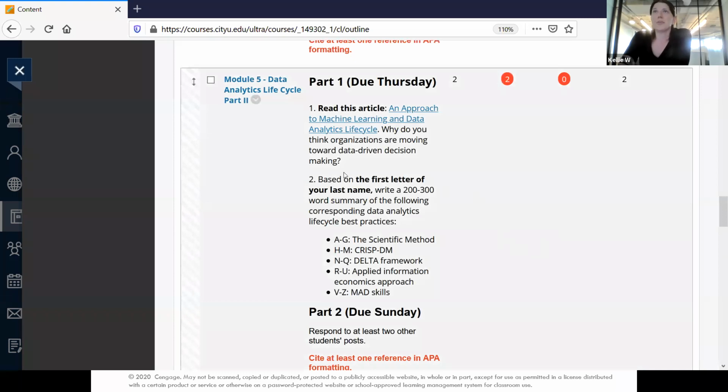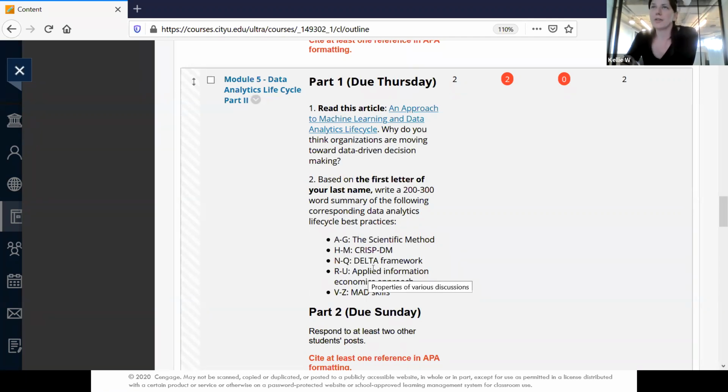You can use real life examples if you'd like. You can use your own research. It's really up to you. The second part of this question is that, based on the first letter of your last name, I want you to write up a paragraph following some of these best practices. We're not going to cover all of these in great detail, and just based on the small class size, we may end up not covering some of these at all. So I will give you this option as well.